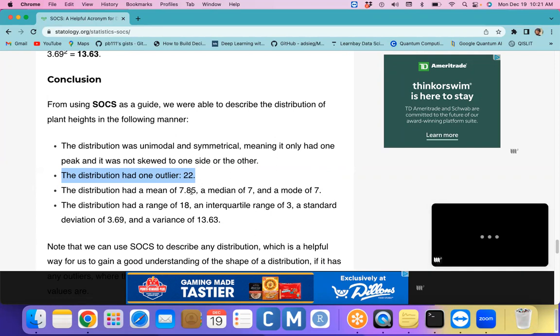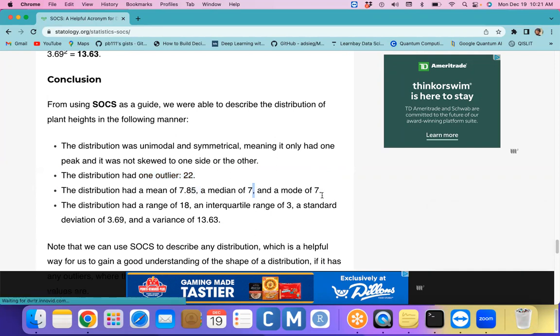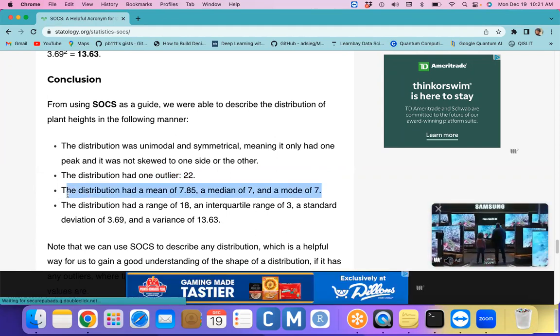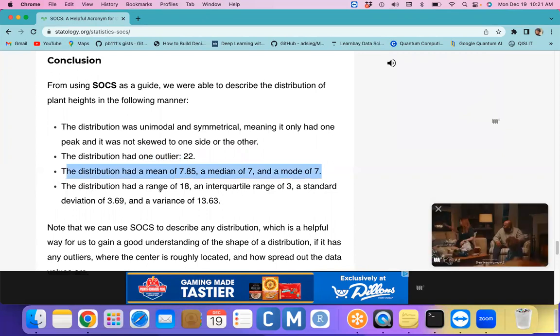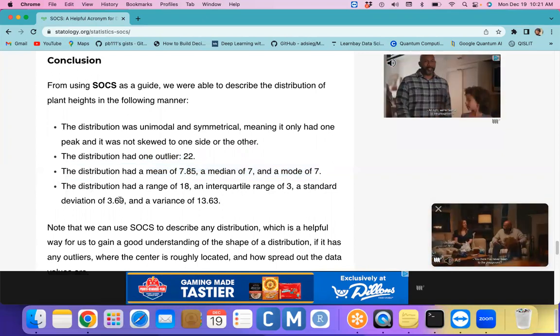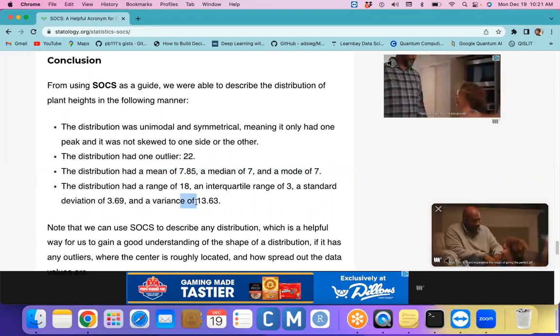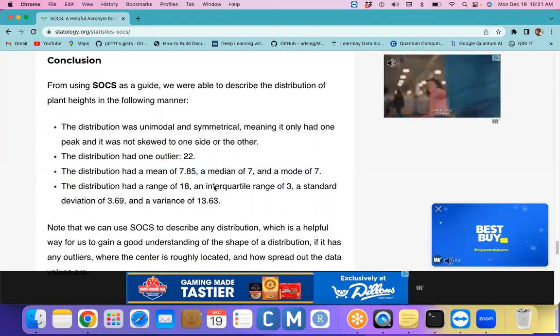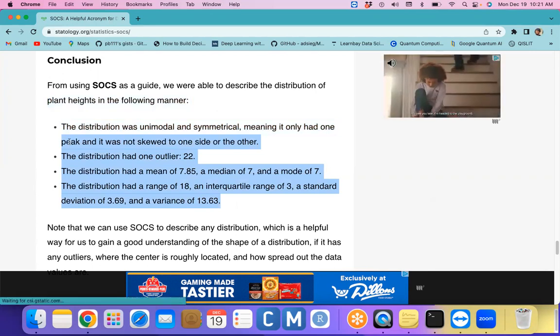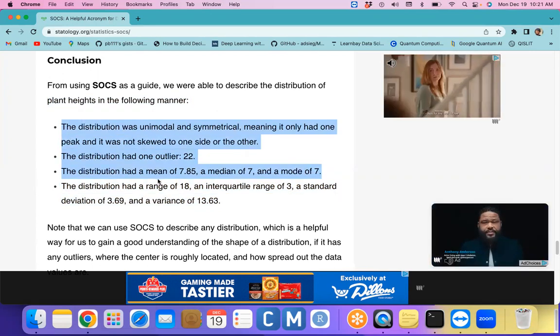The mean is 7.85, the median is 7, and the mode is 7. So these three are approximately in the same range, right? The range is 18, the interquartile range is 3, and the standard deviation and the variance are these values. This is the way you have to describe your data. If someone asks you to describe your data, these are the points we need to talk about.